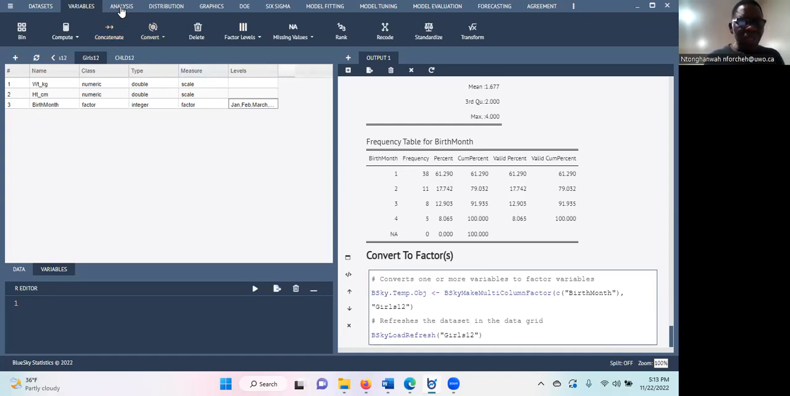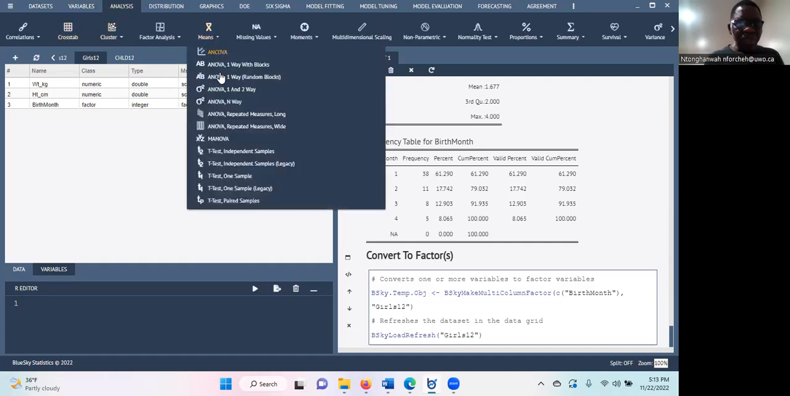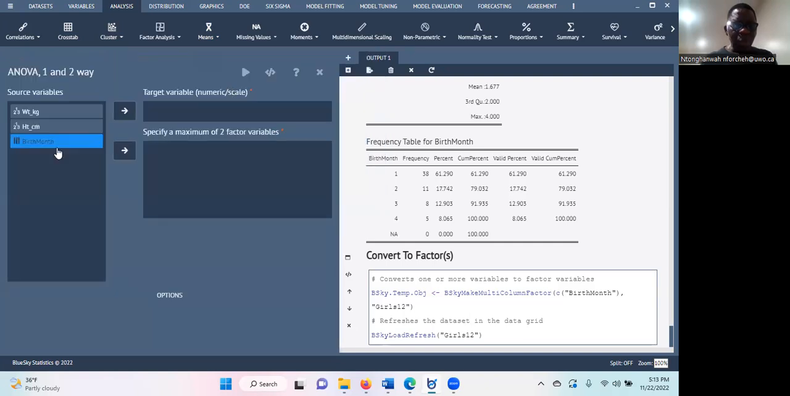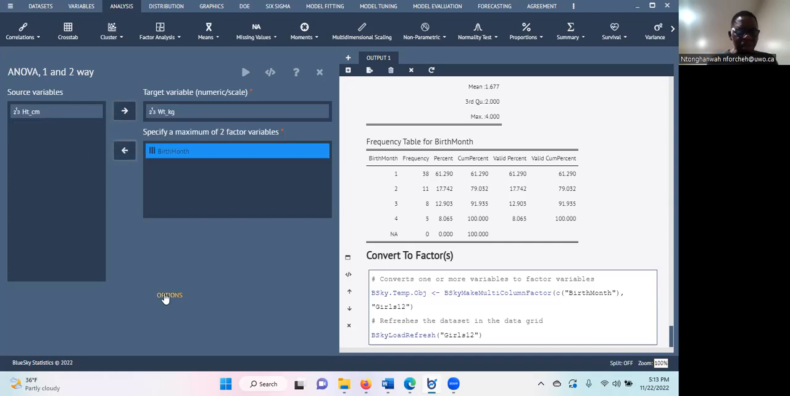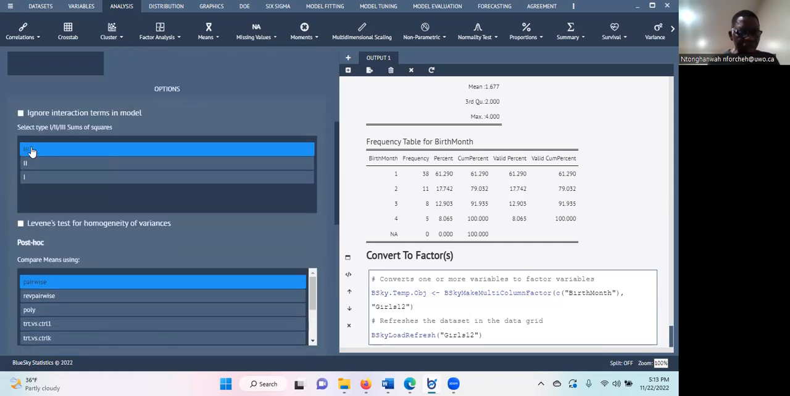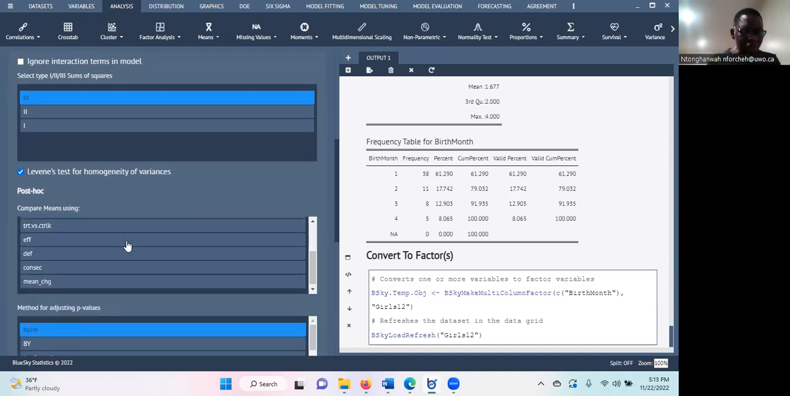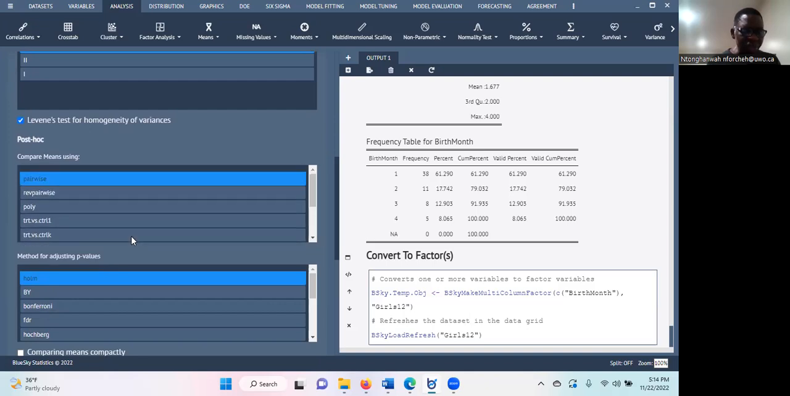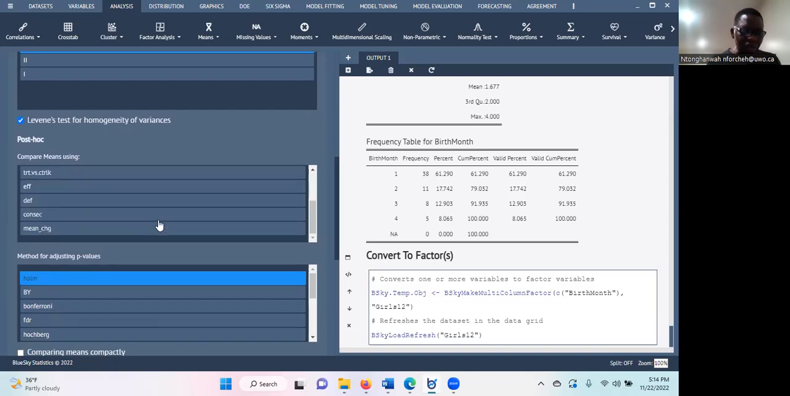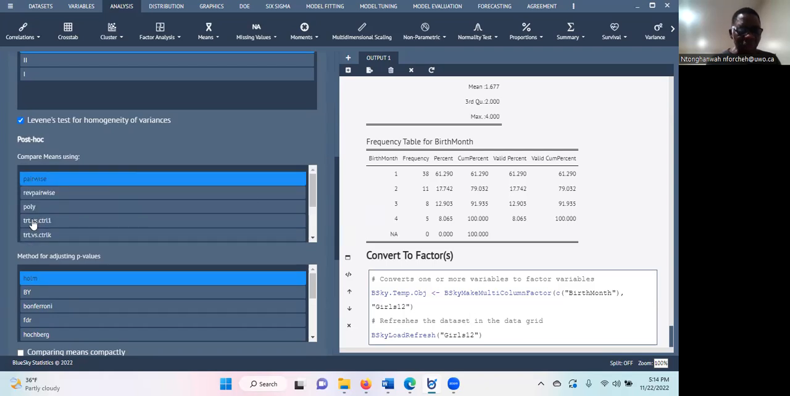Now we can go back to where we wanted analysis. Compare means, one way and two way. We're not doing blocks or anything like that. So let's compare the weights again, and then we are now doing by month. Are there any options? No interaction terms. We don't even have interaction terms because we have only one factor anyway. Post hoc, Levene's test of homogeneity are important. Pairwise comparison, that is also important. We'll come and see why we are doing pairwise comparison. For now, I will leave it.